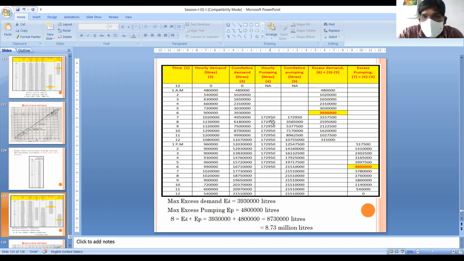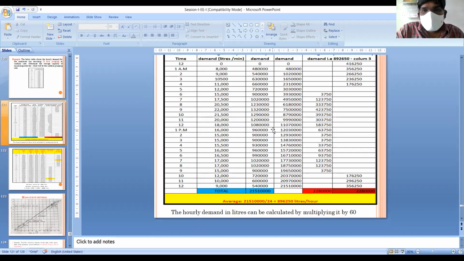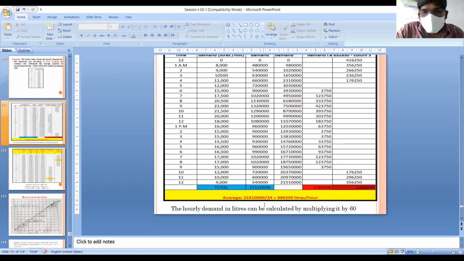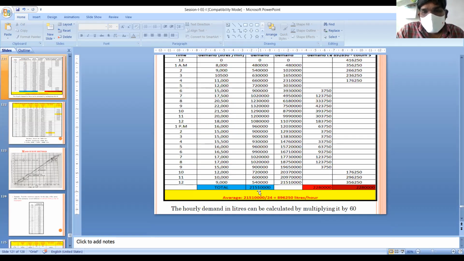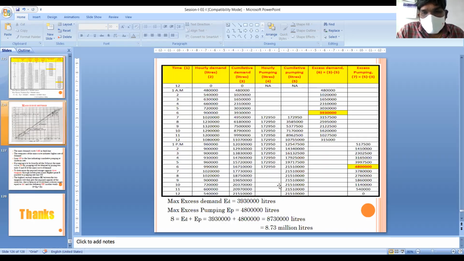How do we get this data? By 12. Understand? Hourly pumping, how did we get it? 1,72,950, the same way as we got in the previous problem. See, 8,92,650, how did we get this? By 24. When we go for by 12, 21,510 by 12, you get this data. There the same, 21,510 by 24 gave that answer, and by 12 you get this answer. This is the cumulative pumping, and here you get the same data.